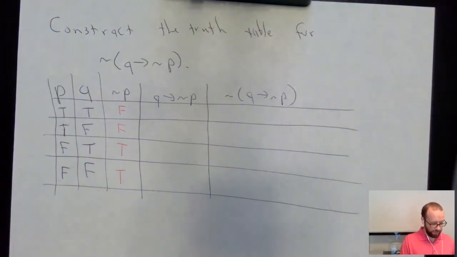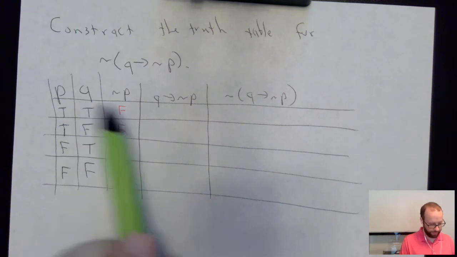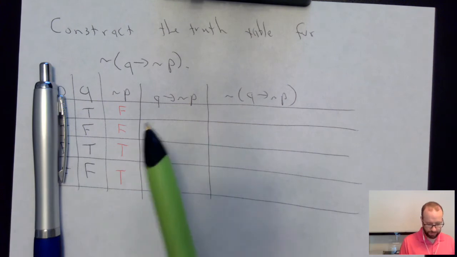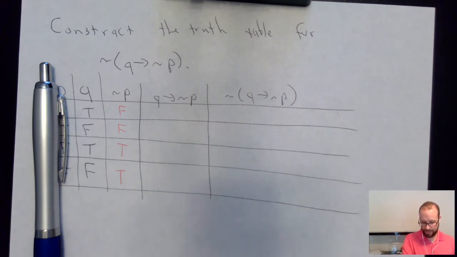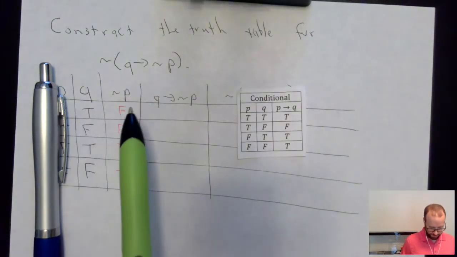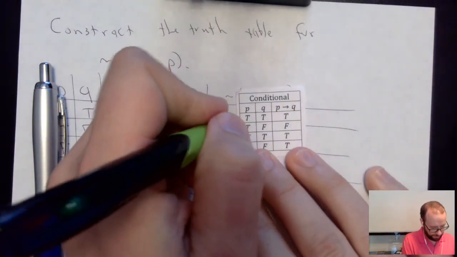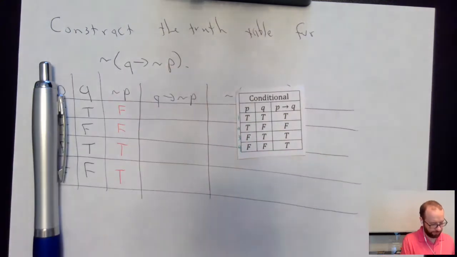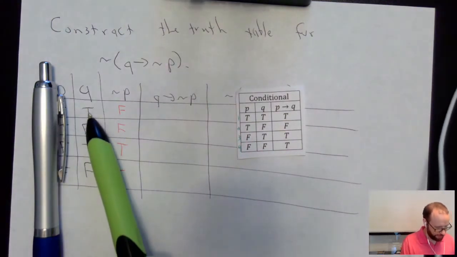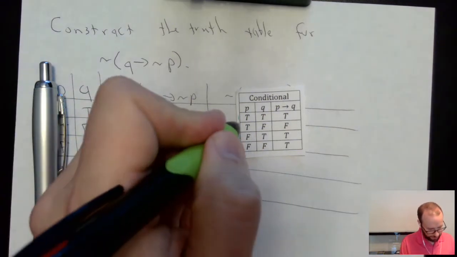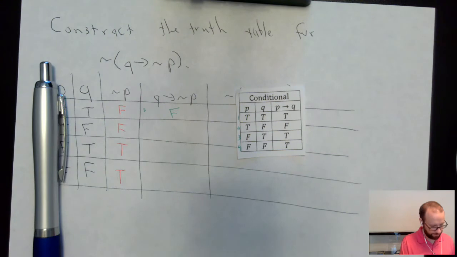Next column, I want if Q then not P. So I'm going to do a conditional table. And I'm going to do this first and this second. That's great. They're in the right order for me. So if I have as my first input, and I'm just going to number these so we can reference them, if I have my first value as a T, my second value is an F, I'm going to look at row 2 here because that has T first and F second, and that gives me an F.